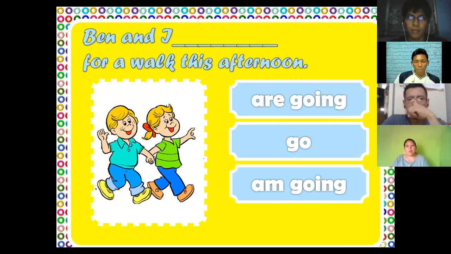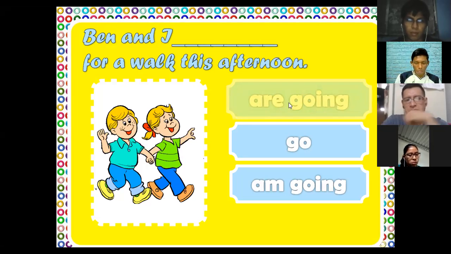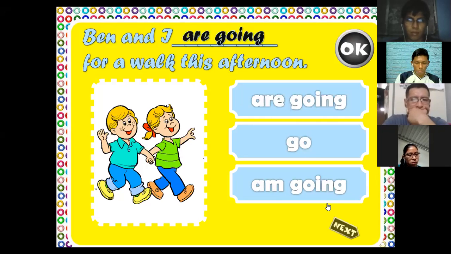Ben and I are going for a walk this afternoon. Perfect. Are going. Why are? Because you're saying Ben and I. So it's we. It's similar to say we are going. So Ben and I are going. Good. Choose another person, Ivania.